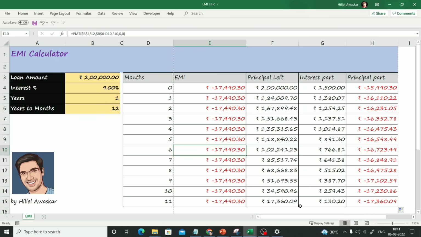Yeah, and that's it. I think if you look at it, this is 14,490 which is paid on the last month, and you would have your future value which is now left out to be 0. Okay. So make use of this PMT formula before you take any loans.